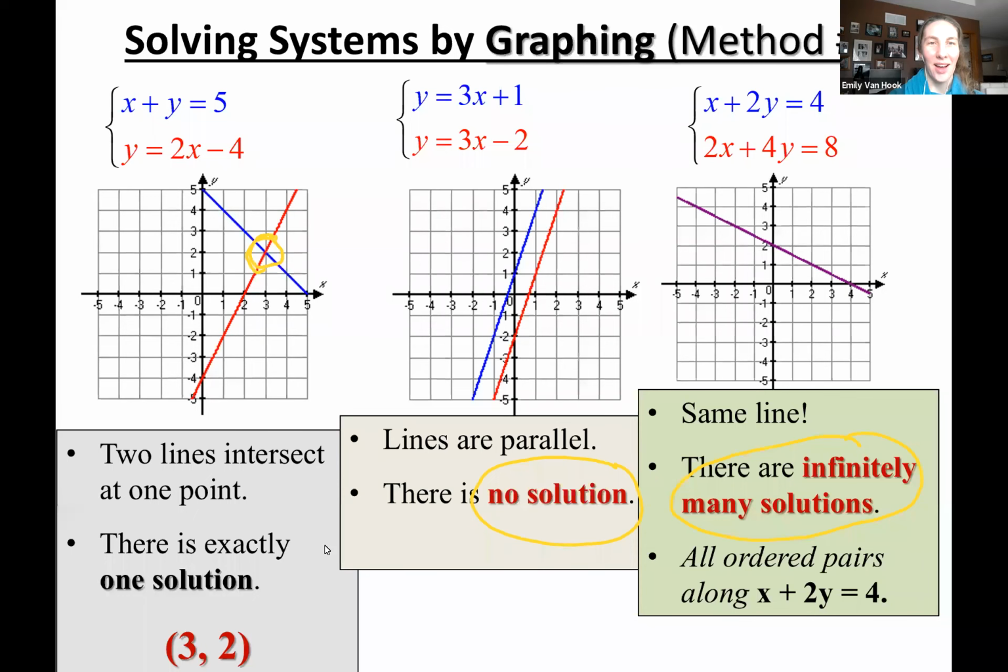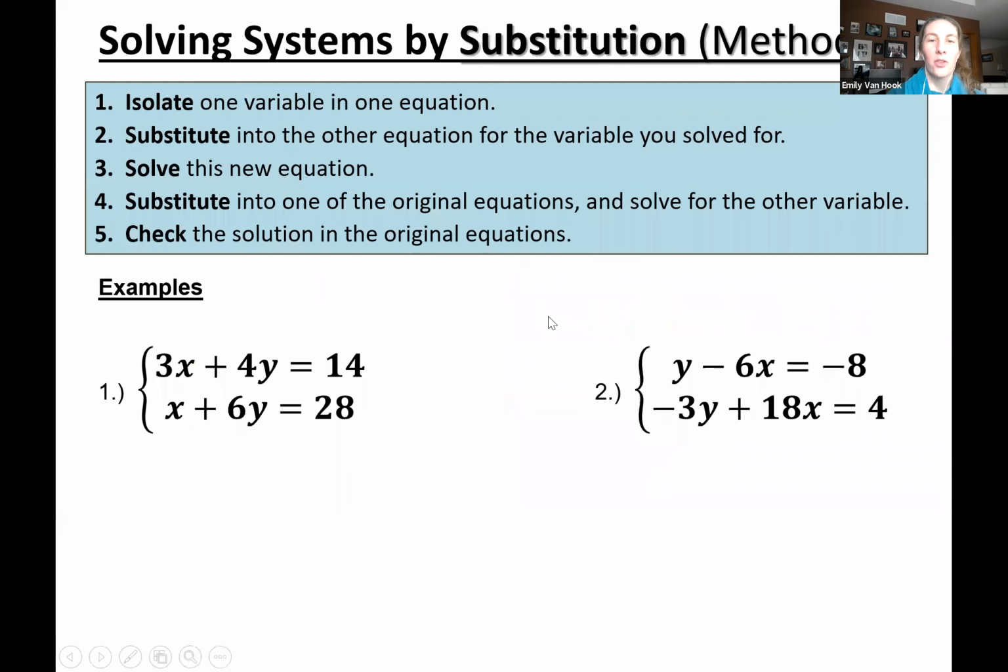All right, so now let's keep going and we'll learn some of the methods of actually solving without needing to graph. So the first method we're going to use is called substitution. I'll call this method 1. I have a list of steps here. These steps would apply anytime you use this method.